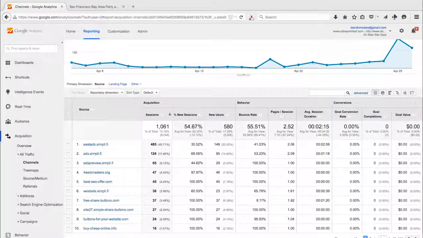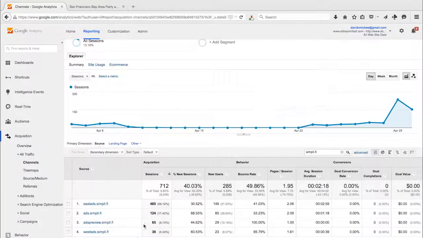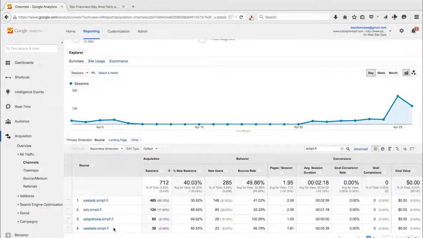As you can see, they have several different referral sources. These are probably some kind of bot or spam. So we're going to use this filter to only look at referrals that came from the Simplify ad servers. There we go. Oh, hang on.